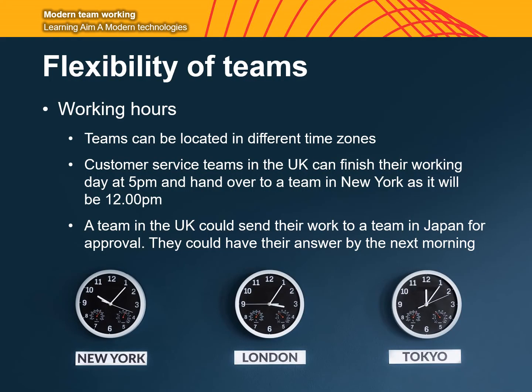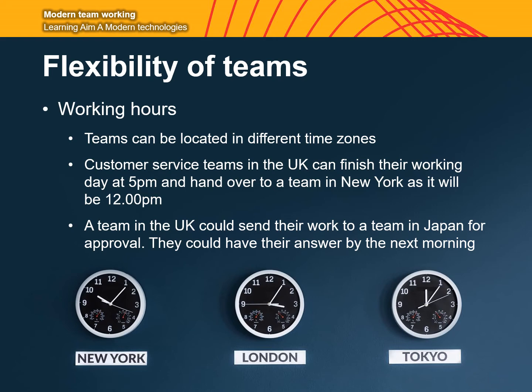We've mentioned the term flexibility previously. Let's take a look at that in more detail. Now, when you're using technology for your modern teams, you can be flexible in your working hours. Different employees in the team can be located in different time zones. So, for example, someone in New York, London, and Tokyo can be working at different times. This could lead to customer service being available at different periods of time to customers.